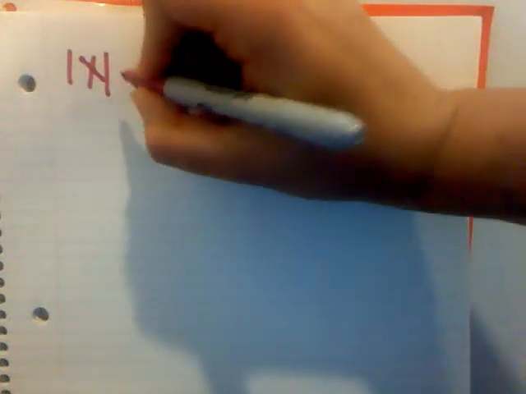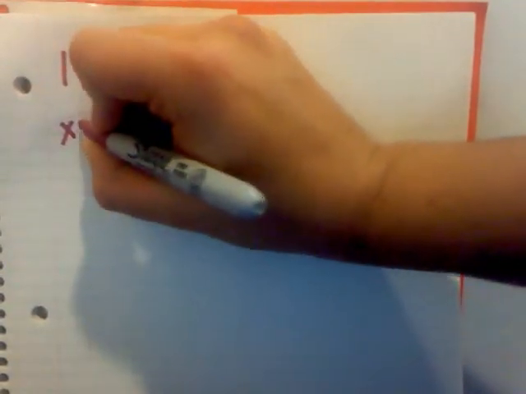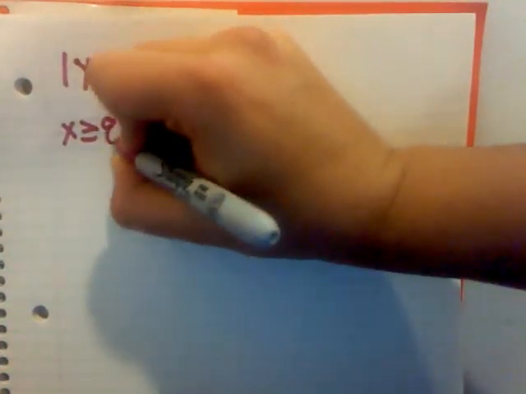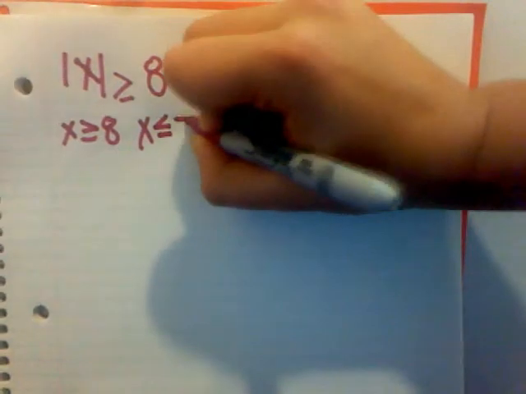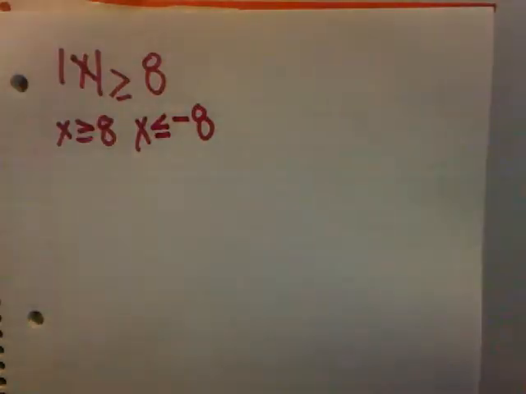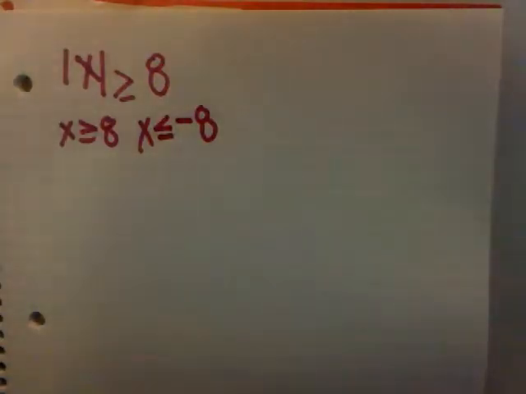Okay, we have absolute value of x is greater than 8. Alright, again, we're going to split this. We're going to have x is greater than or equal to 8, and x is less than or equal to negative 8. Why do we do that? Again, because we made this a negative, so the sign has to flip.